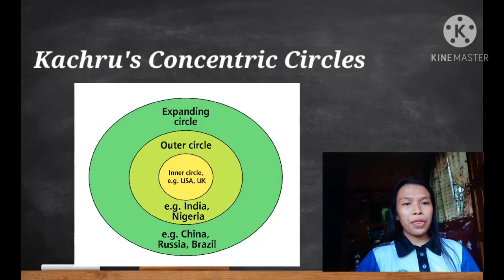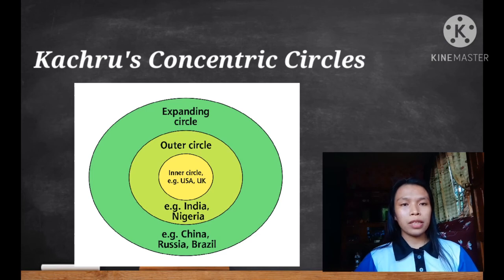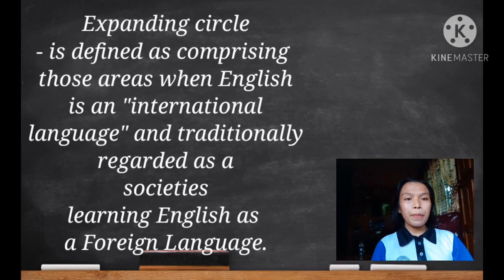Kachru's three concentric circles model of the English language has three parts. The first one is the inner circle. The second one is the outer circle. The third one is the expanding circle. For now, I am going to discuss the last part, which is the expanding circle. The expanding circle is defined as comprising those areas where English is an international language and traditionally regarded as societies learning English as a foreign language.